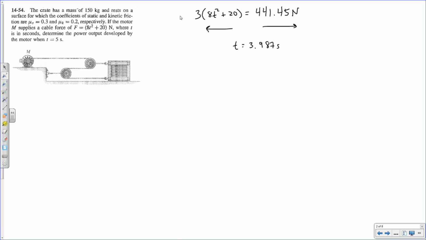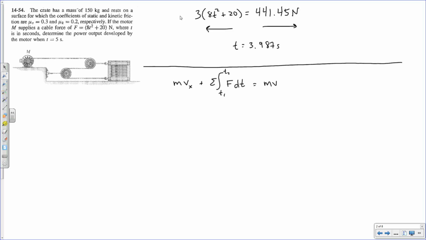But what I'm about to show you is, once you've gotten to this point, we can use our linear impulse and momentum equation to solve this a lot faster. The linear impulse momentum equation says that in a particular direction, I'll call it the x direction, the mass times the speed in that direction, plus the sum of all external impulses from some initial time to some final time, this is force dt in that direction, is equal to the mass times velocity at some later point. So I have to put subscript 2 and subscript 1 at the proper locations. This is our linear impulse momentum equation.